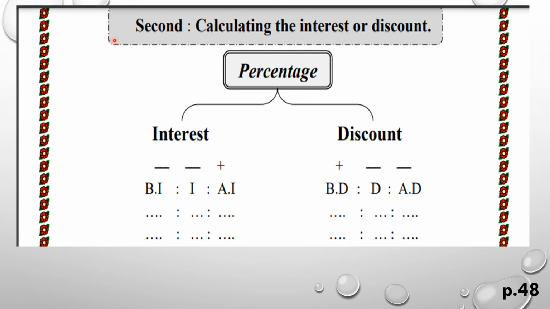Page 48. Second, calculating the interest or discount. Actually, these two expressions we are dealing with in our daily life. Interest when we deal with bank, discount when we deal with shopping. Now, these are our two key words. When we have interest in our question, our form will be before interest, interest, after interest. The signs will be minus, plus, just like the profit. And when we have discount, our form will be before discount, discount, after discount. The signs will be plus, minus, just like the last.